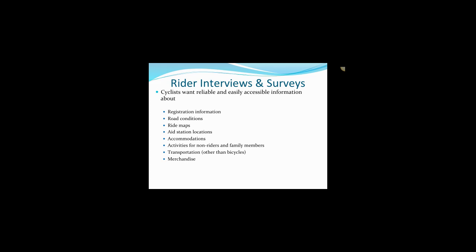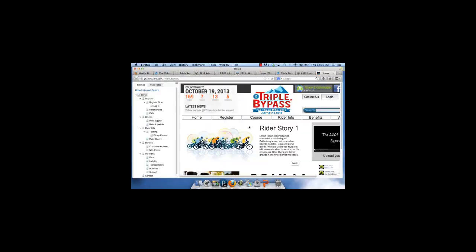After the rider interviews and surveys, we found out that the cyclists want reliable and easily accessible information about registration information, road conditions, ride maps, aid station locations, accommodations, activities for non-riders and family members, transportation other than bicycles, and merchandise. And we've tried to incorporate all of these into our wireframe. And so here's our wireframe.